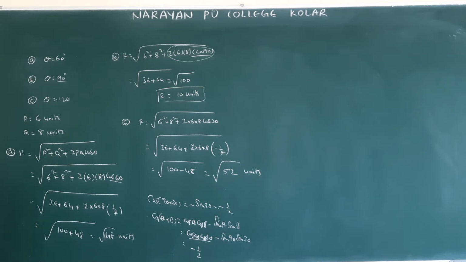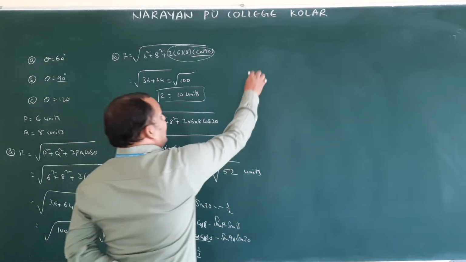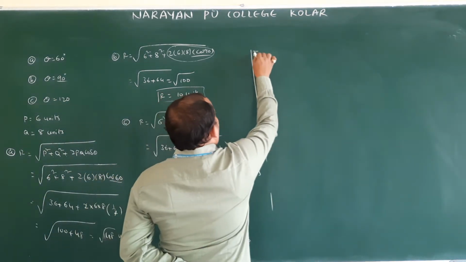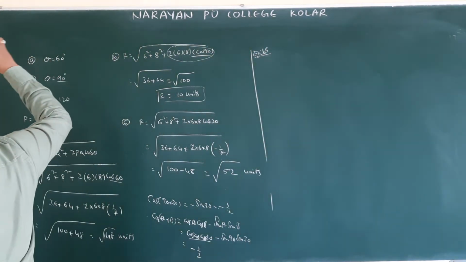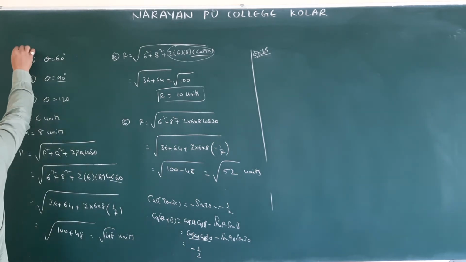Next, example 18 you can see. Two vectors acting at a point are in the ratio 3:5. If the angle between them is 60 degrees and the magnitude of the resultant is 35, find the magnitude of the vectors. Initially they give two vectors acting at a point, and the ratio they give. Example 18, which one? This one. This is example 17, which we discussed.